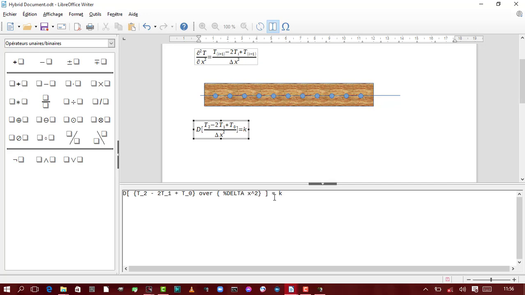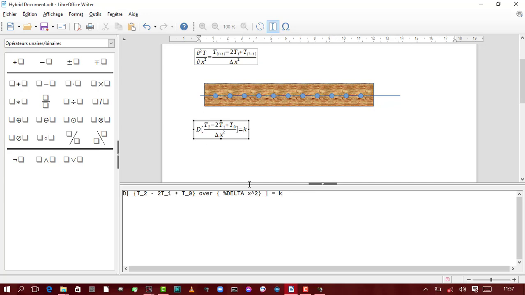This one is equal to k. So we're going to make this for the position 1, the position 2, position 3 till the position 10, and obtain 10 values of t, and we're going to use linear algebra to solve the problem.